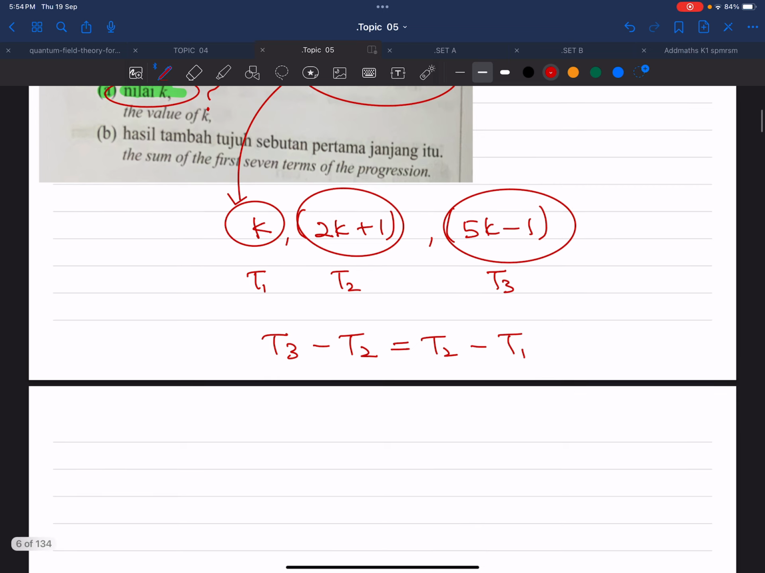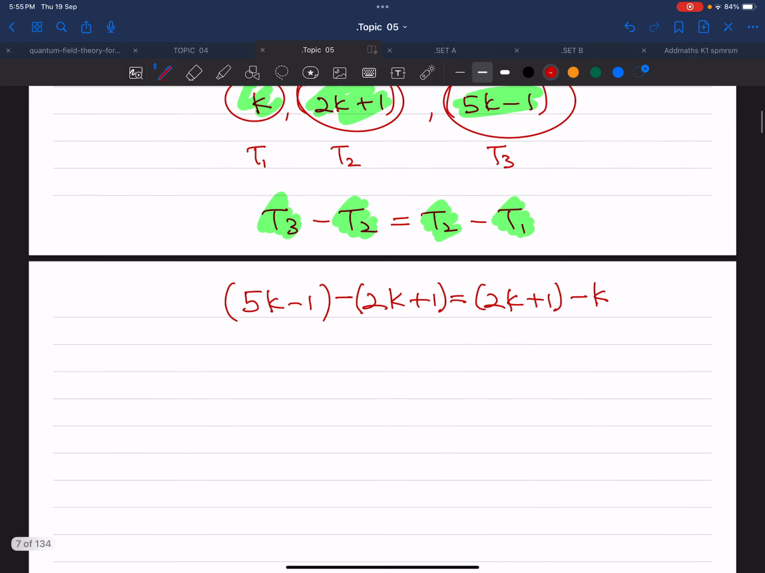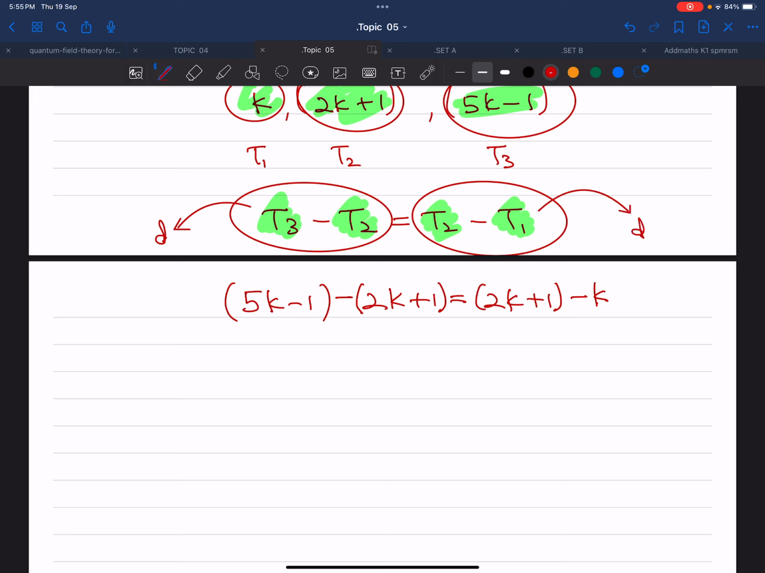So all we have to do now is substitute. T3 is 5K minus 1 in brackets, minus T2, 2K plus 1 in brackets, equals T2 again, 2K plus 1, minus finally T1, which is K. Don't forget that T3 minus T2 is actually equal to the common difference D. T2 minus T1 is also equal to the common difference D. Maybe we will use this later.